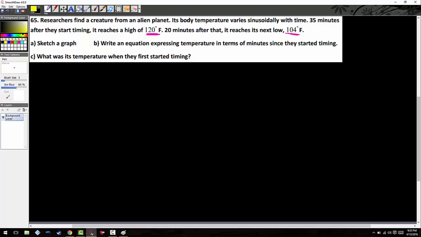So we're going to first off sketch a graph of this problem here. And so I'll just draw this graph real quick.